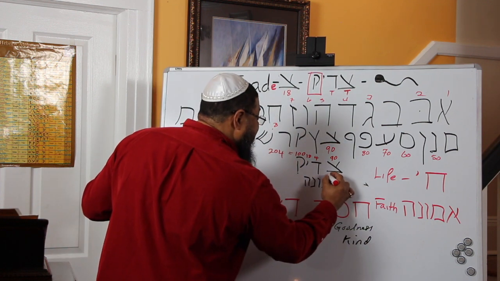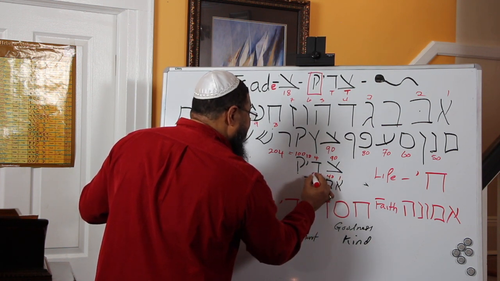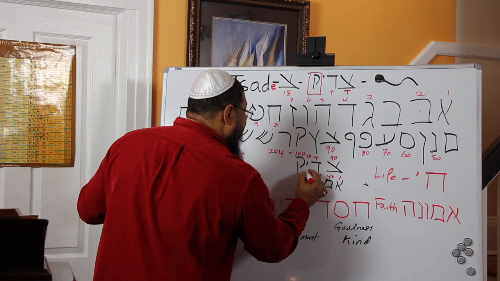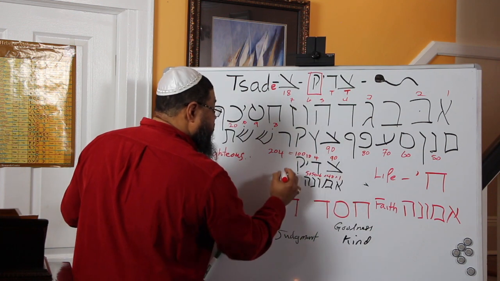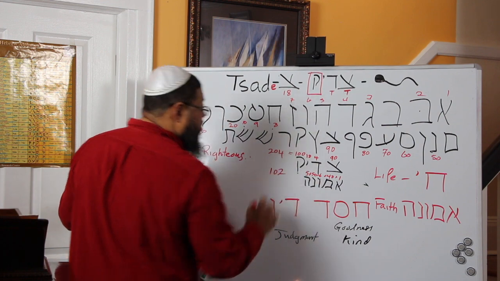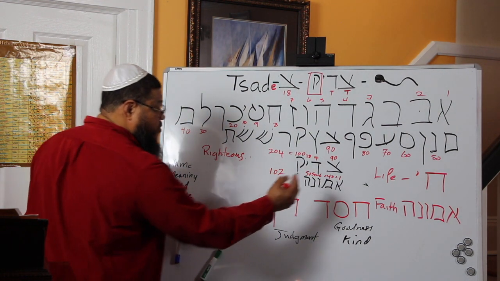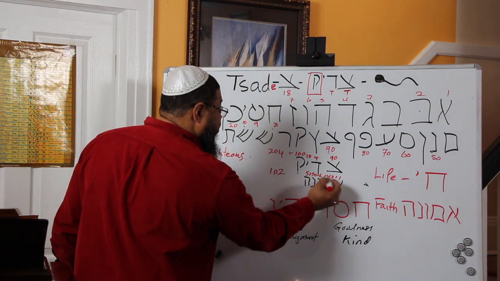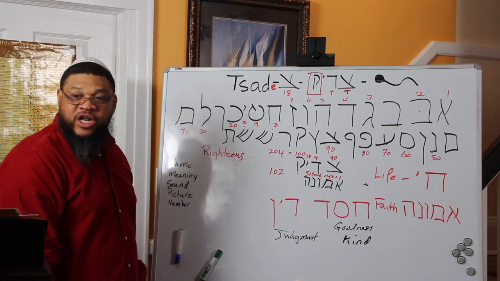Aleph is 1, Mem is 40, Vav is 6, Nun is 50, He is 5. How much is that? 102, right? You have 50 and 40 is 90, plus 12, 102, right?